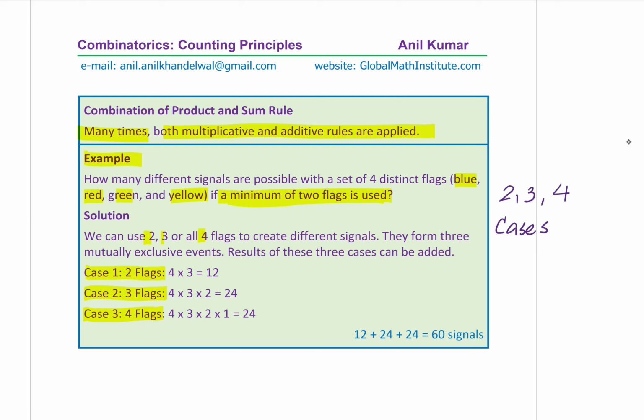Now, let us say that you are using only 2 flags. That means we can think about 2 positions to be filled. Since you are using 2 flags, but we have how many? We have 4 flags in all, correct?